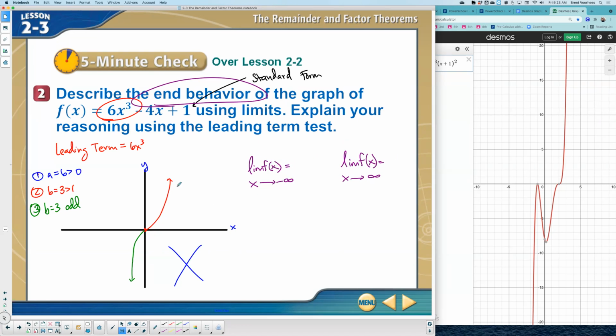So tell me, as you go left, does the graph rise, fall, get flat, or stop? Falls. What symbol represents falling? Negative infinity. That's the green piece right there. So I put in green. And what about as you go right? Does it rise, fall, get flat, or stop? Rise. What symbol is that? Positive infinity. That would be your solutions to number 2.